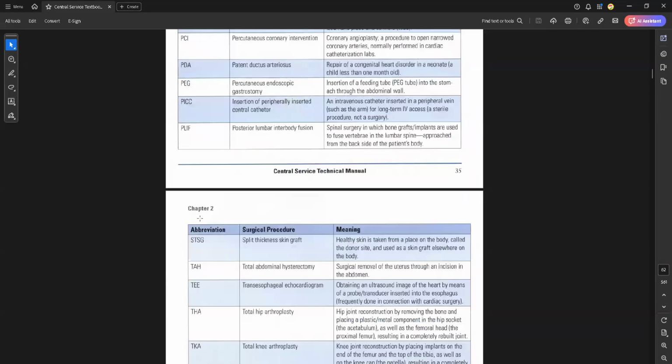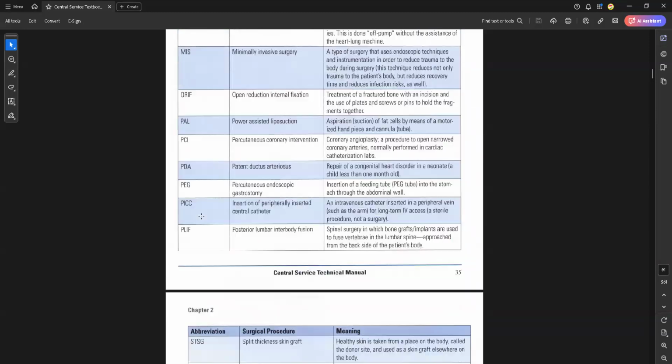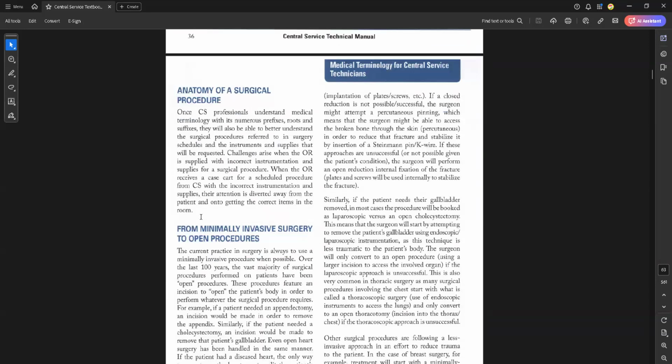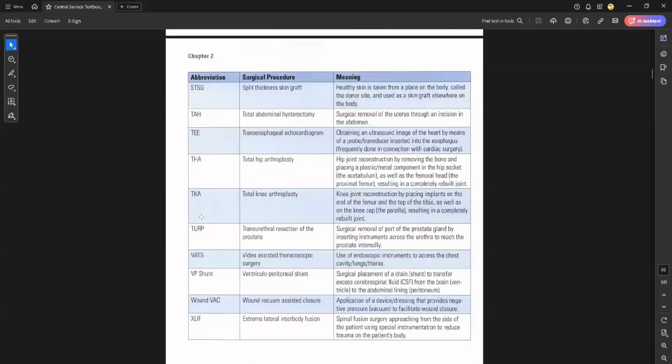Now, there are some examples also over here, as you can see. Those of you who have the book, when you go to pages 35 and 36, you see these examples. Good. Now, anatomy. Let's go back to page 35. Right there. So you see some abbreviations. Now, it's also very good that you learn some of the abbreviations.